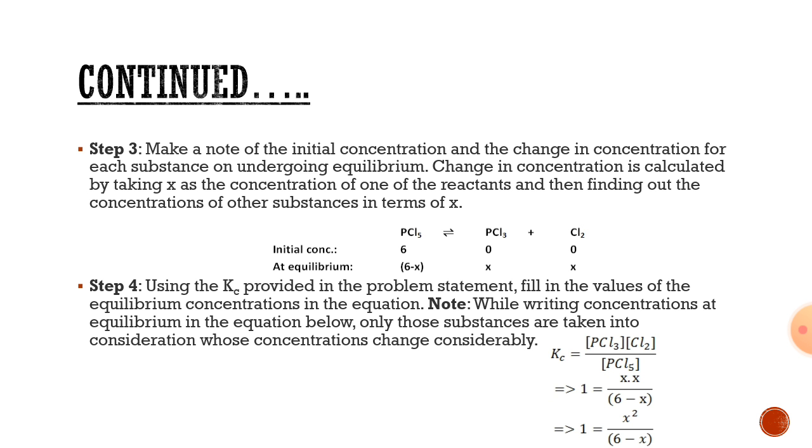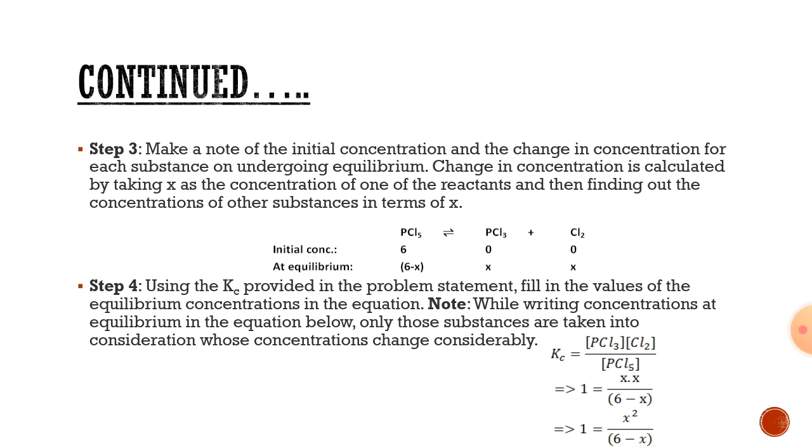Kc is equal to, the formula is: the substances on the left side of the arrow we call a and b, and those on the right side we consider c and d. So the formula is Kc equals C raised to the power small c times D raised to the power small d, over A raised to the power small a times B raised to the power small b. So we put the values in the formula and we get Kc equals PCl3 times Cl2 over PCl5.